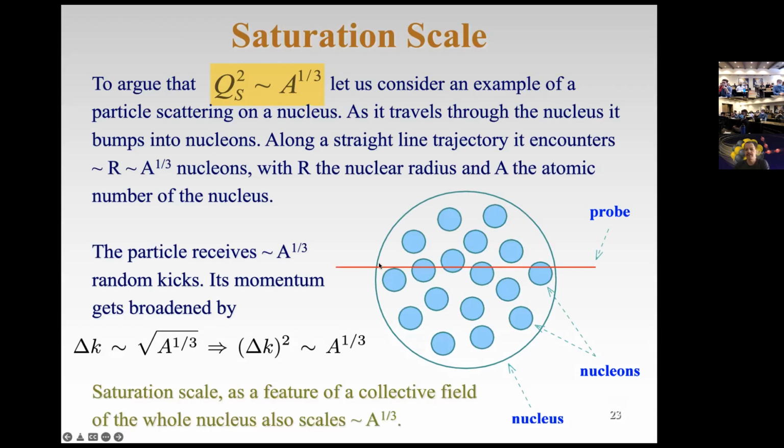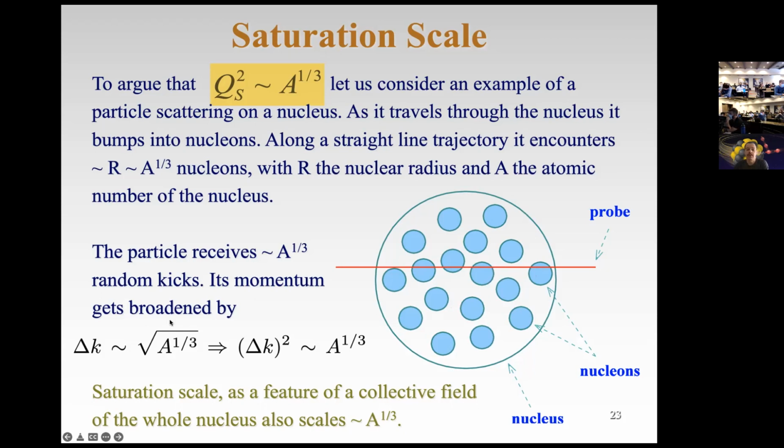So suppose you have a probe going through a nucleus. This probe is this horizontal line. A nucleus is this circle here, and nucleons are those little circles inside. And the probe interacts with each individual nucleon separately and gets some transverse momentum kick, kT. And imagine the nucleons are completely uncorrelated with each other. So it's pretty much like a random motion in momentum space. It just receives random transverse momentum kicks from the interactions with each of the nucleons.